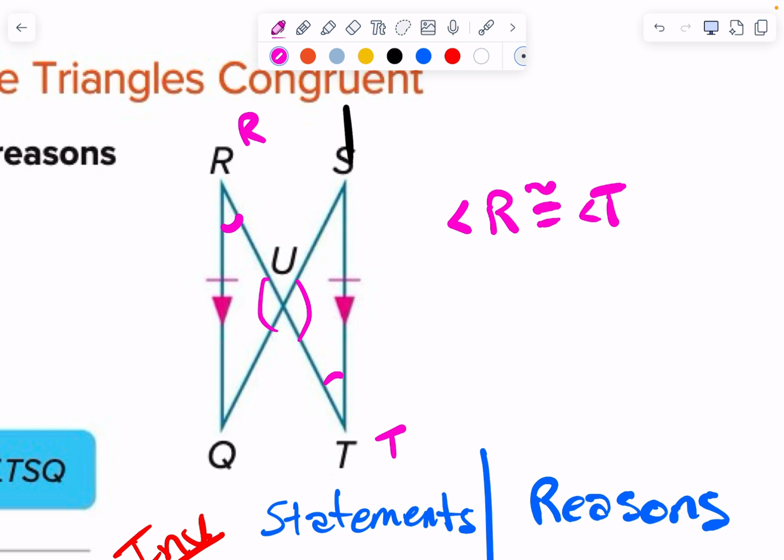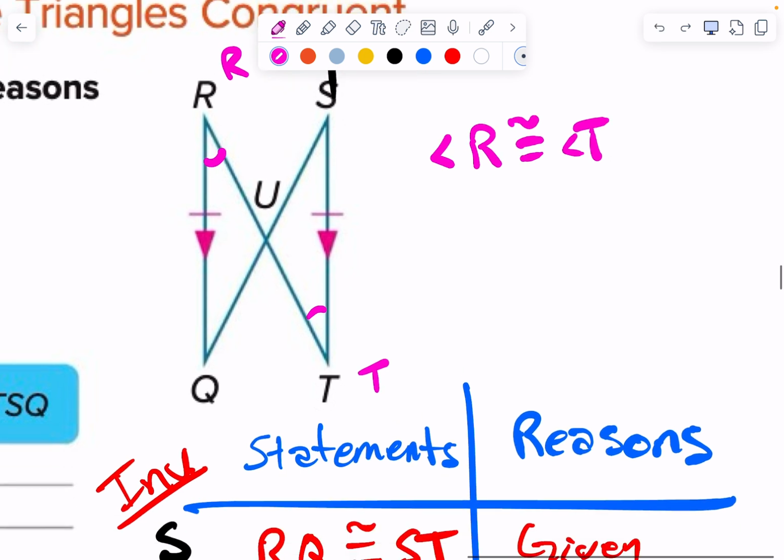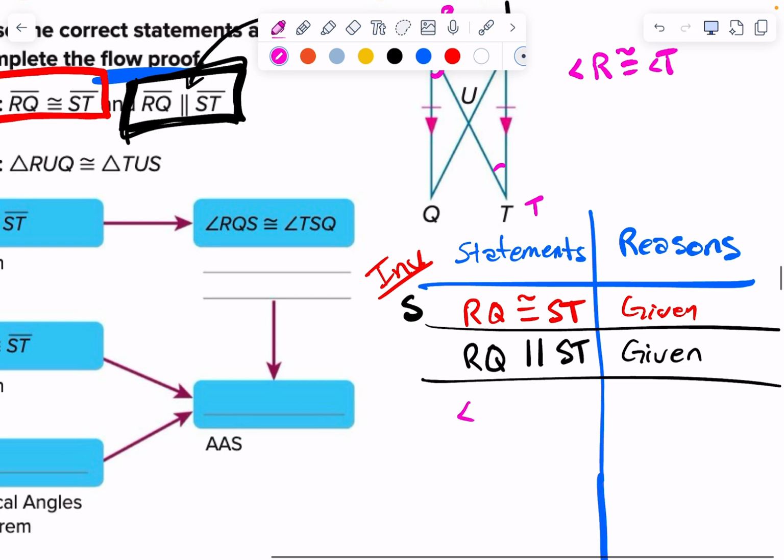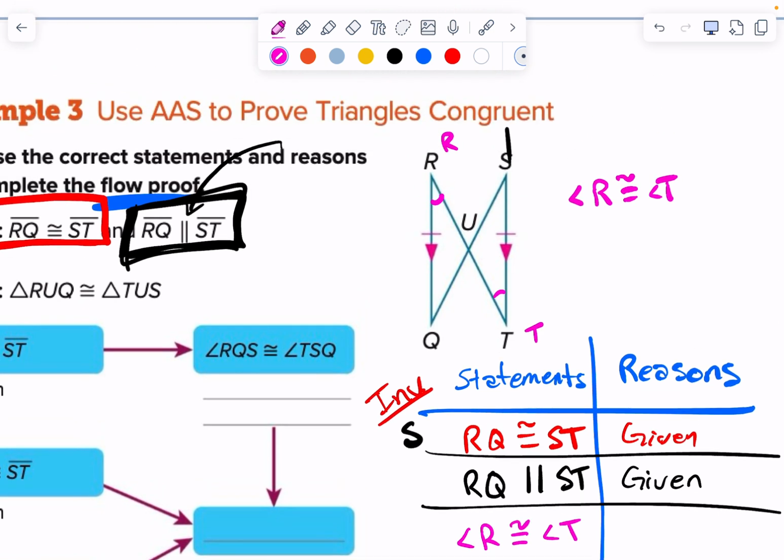Does that make sense? Because there's actually technically 4 angle U's, right? If I do the top and the bottom. But if I say angle R, there's no question I'm talking about that angle R, and there's no question I'm talking about angle T, all right? Now, I'm going to say angle R is congruent to angle T. How do I know that? What are those?